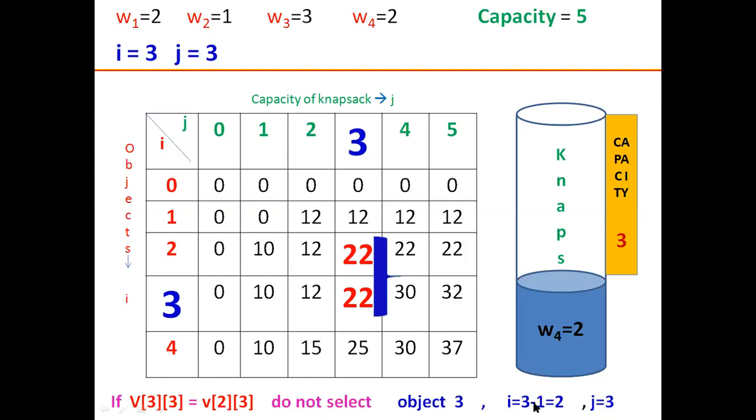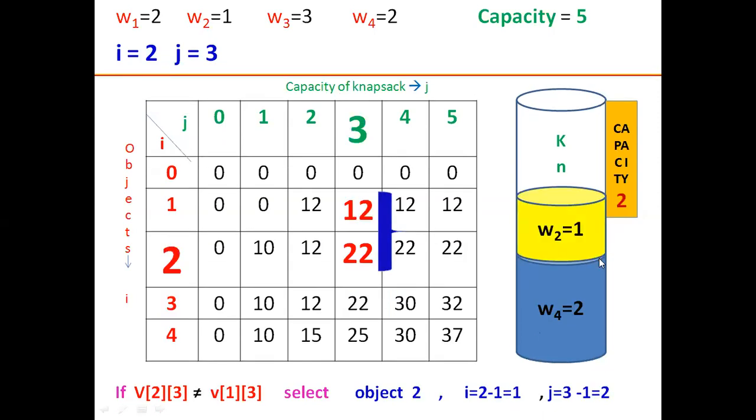But even if you are not selecting the object, we have to worry only about the remaining objects. So reduce the number of objects by 1. So remaining objects are 2. But the object is not added, so capacity remains 3. Now we have to go for the next object. The current value of i is 2, j is 3. So now go for i equal to 2 and j equal to 3.